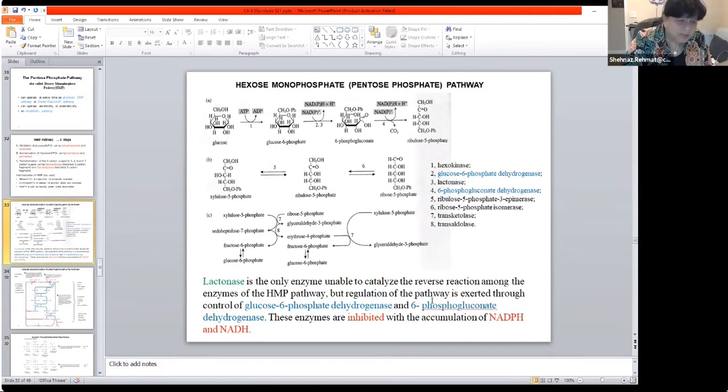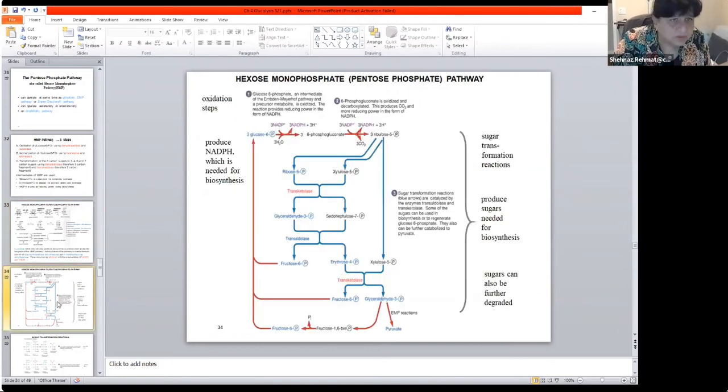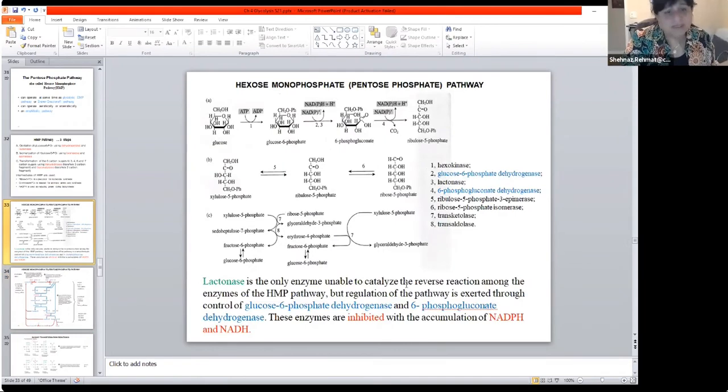Now, looking at it, the last statement here is important to us. So how is this pathway regulated? Now, if you look at the pathway, there is only one enzyme in this pathway. Let me go back to this picture again. There is only one enzyme in this pathway that is unable to catalyze the reverse reaction, and that enzyme is lactonase. So that lactonase enzyme, operating here, is the one that goes in one direction.